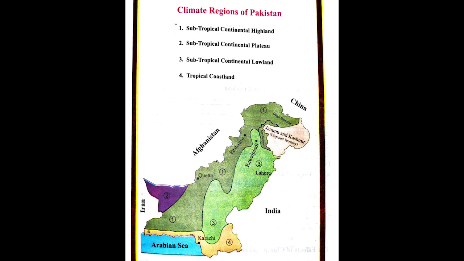Now look at the fourth division, that is tropical coastland. This climatic region includes the coastal areas of Sindh and Balochistan. Very little difference is recorded between daily and annual temperature. During the summer season, breeze blows from sea towards land. High humidity is experienced. The annual average temperature is 32 degrees Celsius.